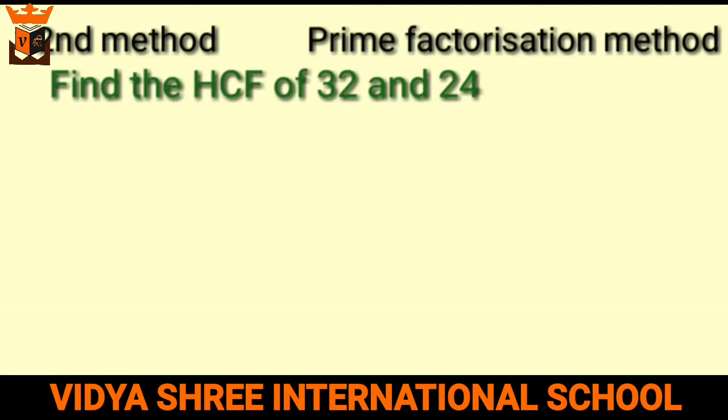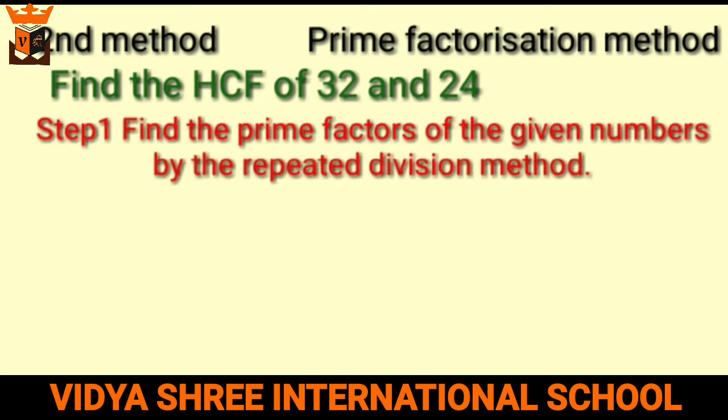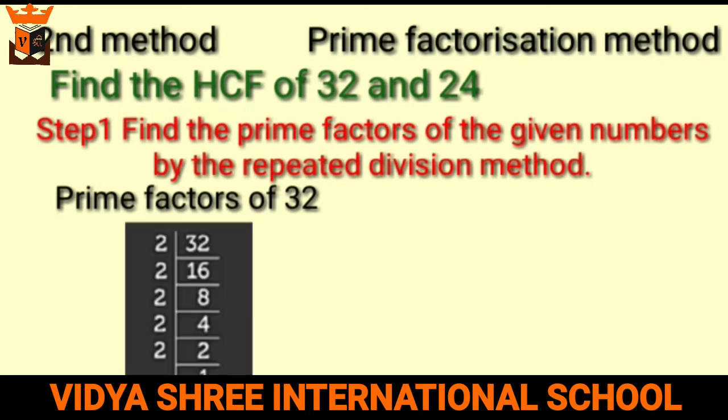The second method of finding the HCF of 32 and 24 is the prime factorization method. In step 1, we will find the prime factors of the given numbers by the repeated division method. First of all, we will find the prime factors of 32. Begin with the smallest prime number, 2.